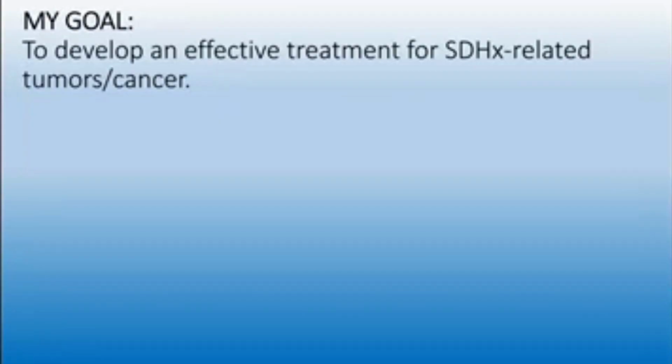A really central goal of my lab is to develop an effective treatment for SDHX-related tumors and cancer. So when I say SDHX, that's because there's a variety of different forms of SDH mutations. SDH stands for succinate dehydrogenase. There's A, B, C, and D. Specifically, the work today will focus on SDHB, but it's applicable, we hope, to the other forms as well.